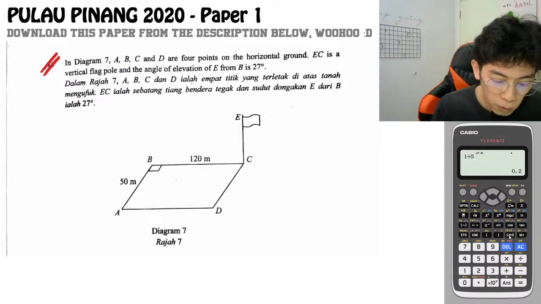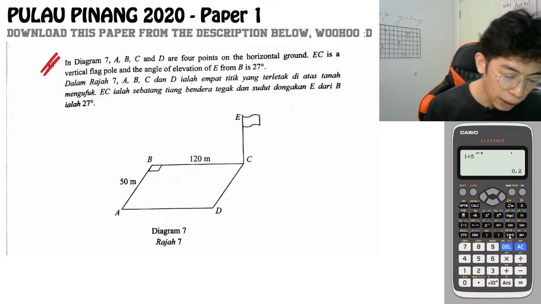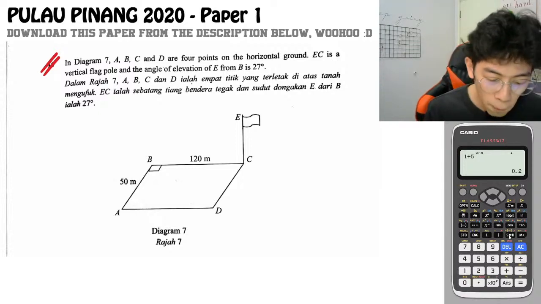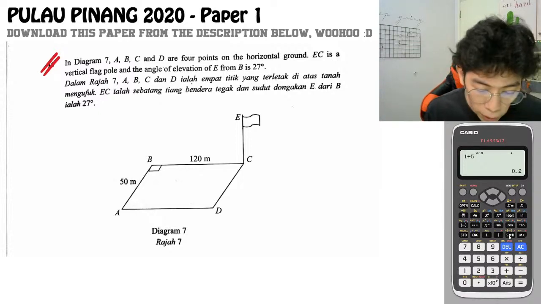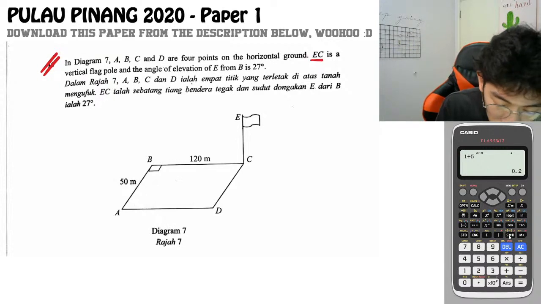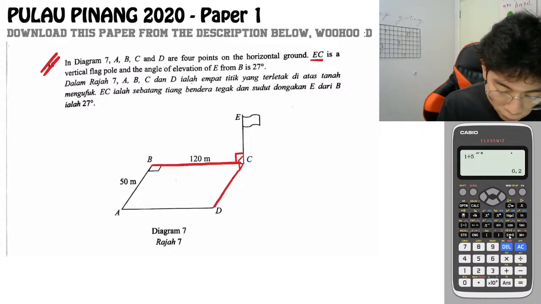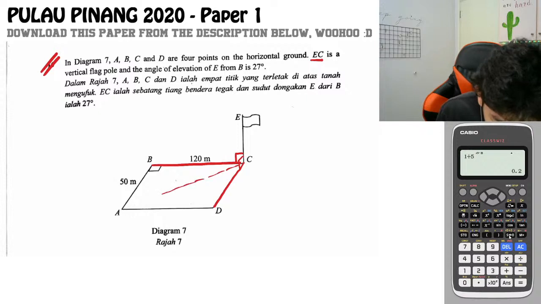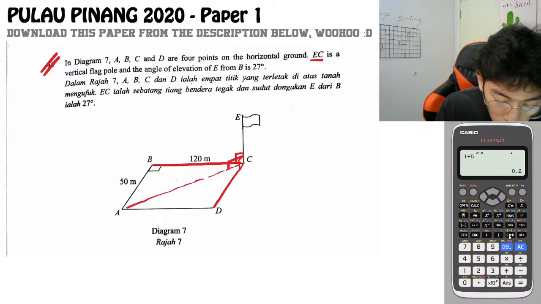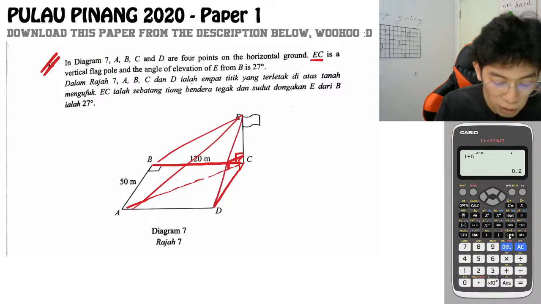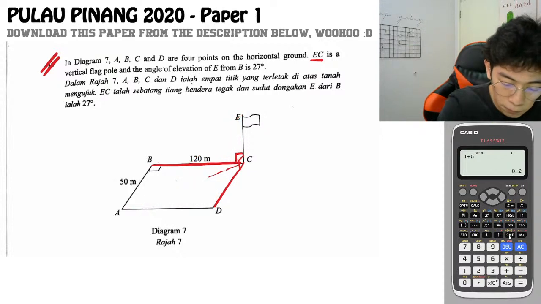Okay, so in diagram 7, ABCD are 4 points on the horizontal ground. EC is a vertical flag. It means it is 90 degrees to this line. It is 90 degrees to this line, you know. So that's the meaning of vertical. It is 90 degrees to A as well. That's why you see there are so many right angle triangles that you can form. But don't care about that first.